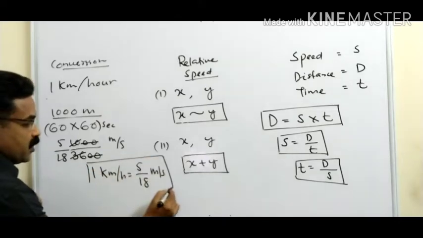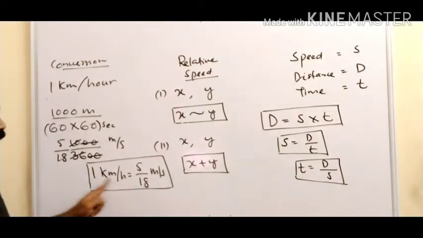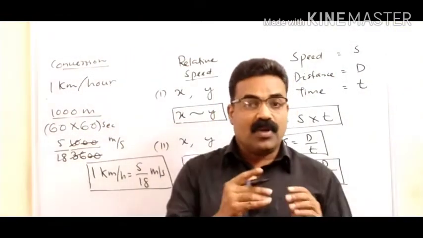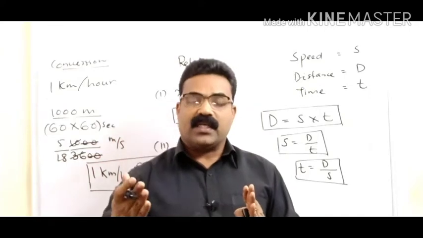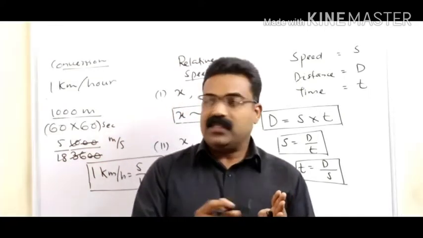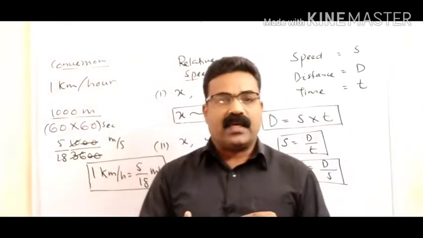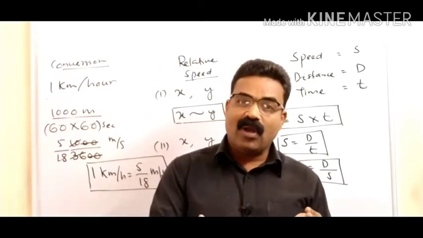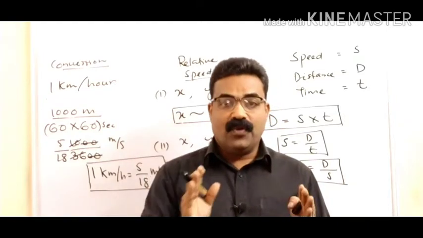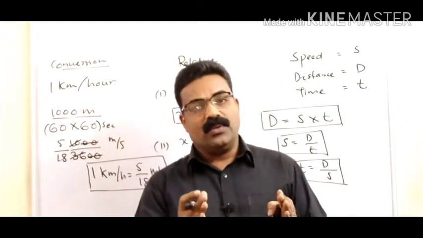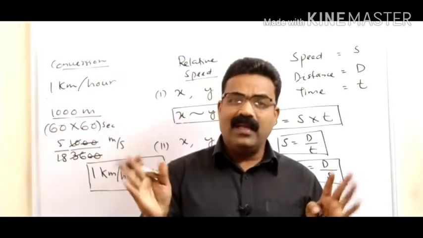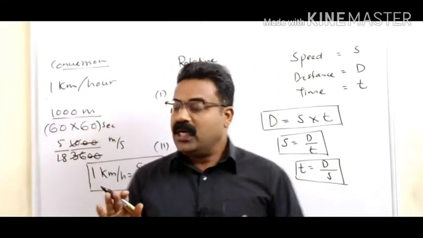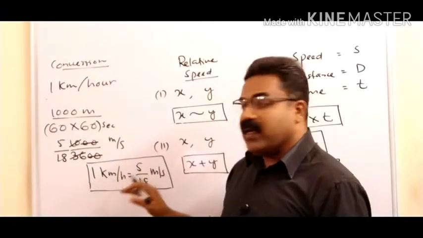Very, very important concept: 1 kilometer per hour is equal to 5 by 18 meter per second. So you understood how to convert kilometer per hour into meter per second. That means if you know 1 kilometer per hour, you can find 2 kilometer per hour by multiplying by 2. You can convert 2 or 5 or 10 or any number of kilometer per hour into meter per second. What you need to do is multiply that by 5 by 18.